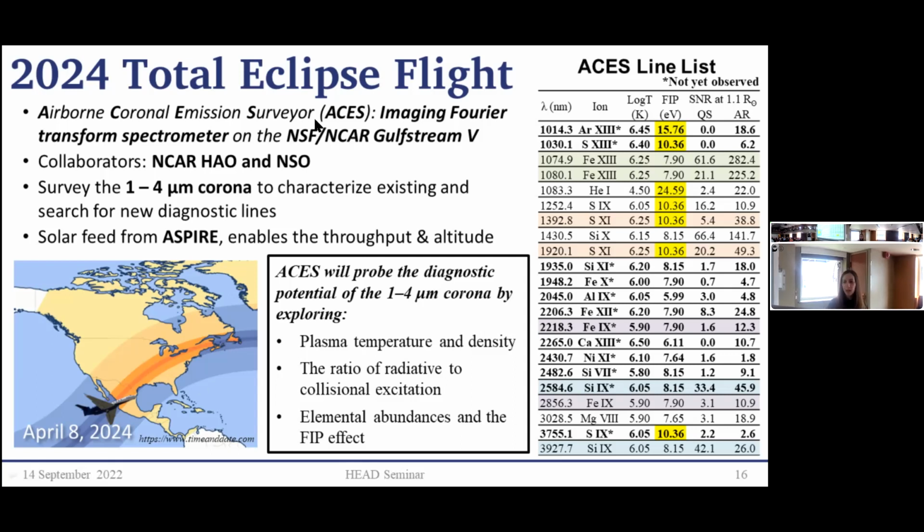And with ACES, we're not, again, measuring magnetic field, but we are measuring temperature and density. We're measuring collisional versus radiative excitation in the IR lines. And radiative excitation, as I mentioned before, is what allows them to stay bright so far out from the solar disk. And we're going to measure elemental abundances.